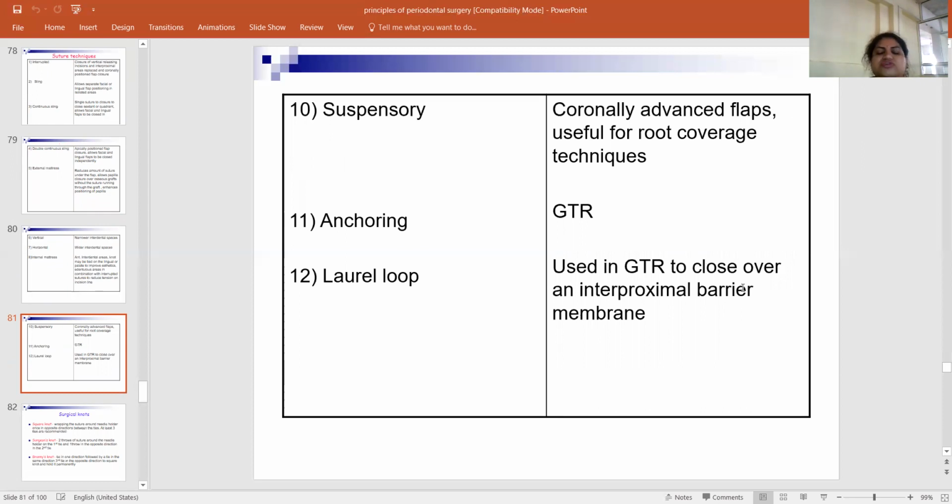Suspensory technique: it is used in the coronally advanced flap, and basically the suspensory suturing technique is used for the root coverage techniques.